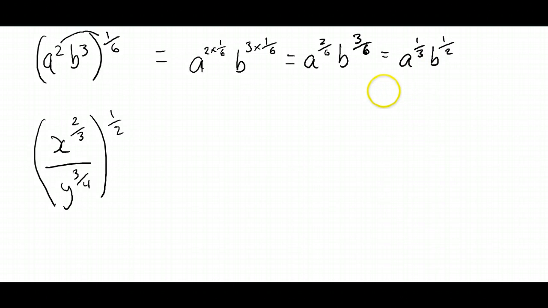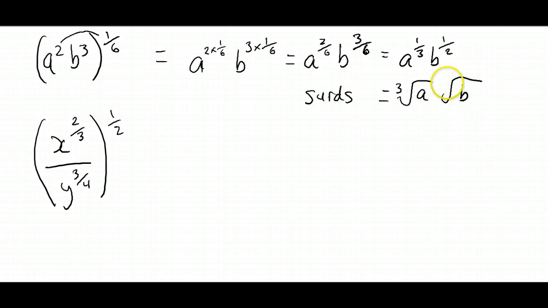We could write them if we wanted to. If we were asked to write them as surds, which means using the roots, then you could write them like this. That would be the cube root of a, the 3 goes there, the 1 is up here, but we don't need to write it, times, actually I should put another root there first, times the square root of b. So we could write it like that.